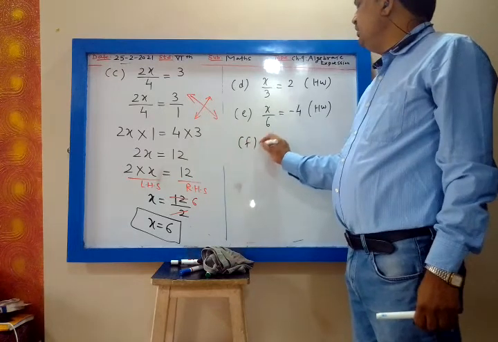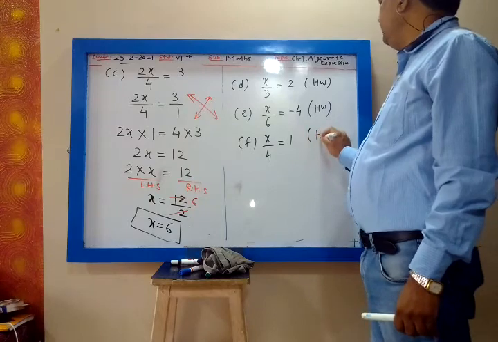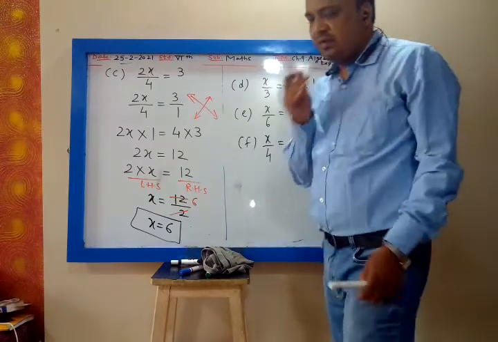x upon 4 is equal to 1. Let me give all three homework.